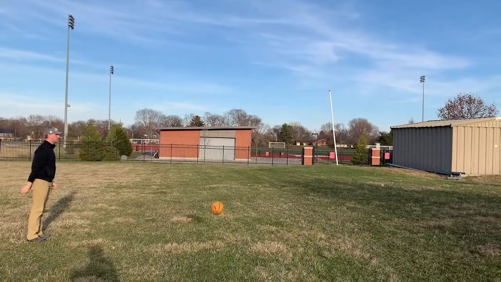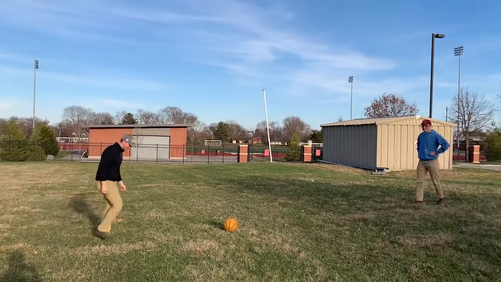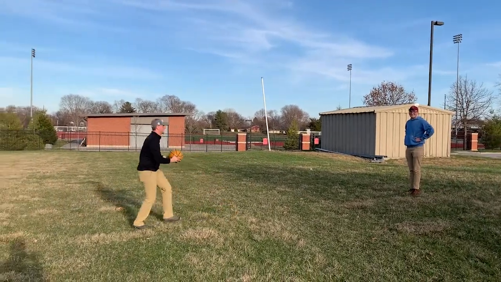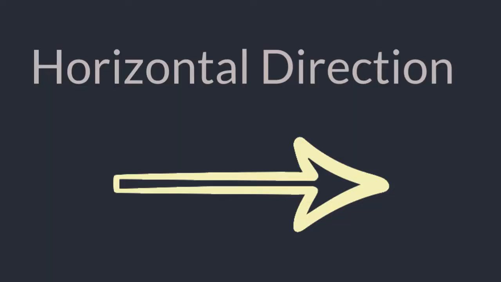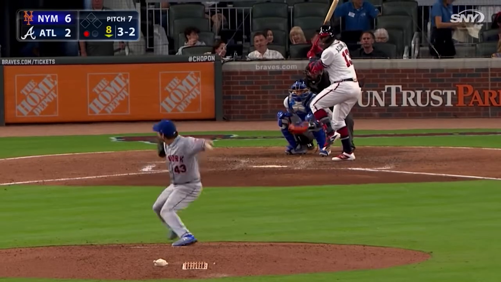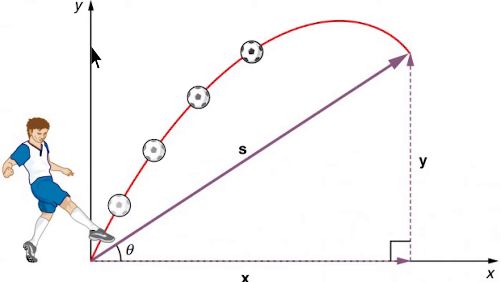We throw it again, straight forward, and we see that the ball just hits the ground, not going very far. This is called the horizontal direction. In most of your favorite sports, we want the ball to go as far as possible. There must be some compromise between the two in order to maximize the distance we can throw.